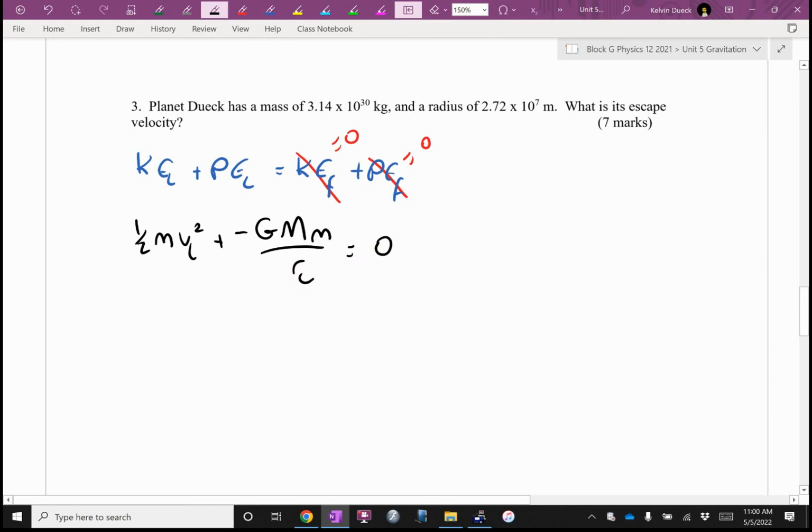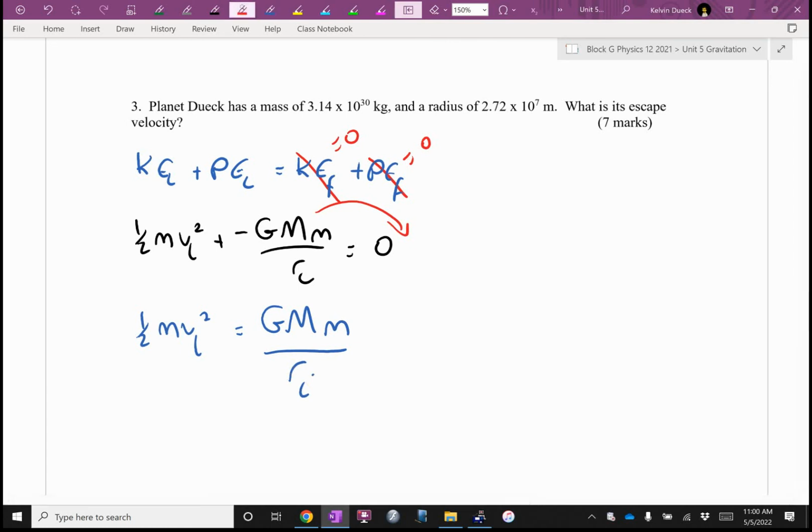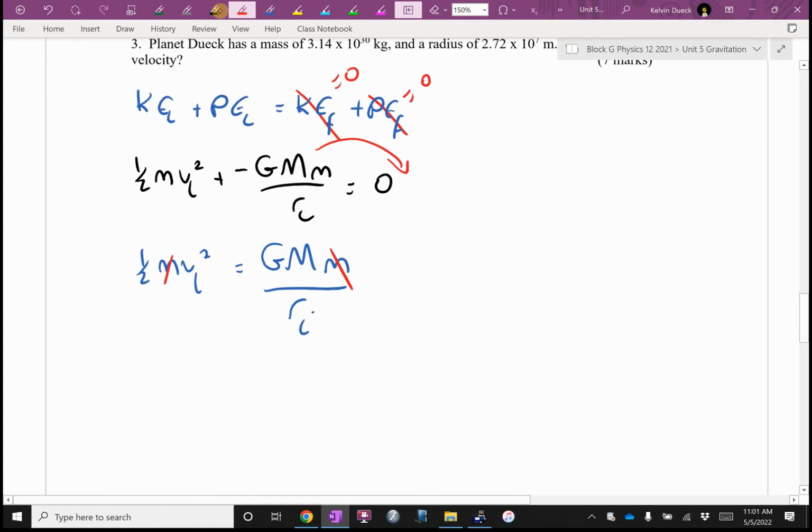But actually, that works well because now I can just move this over to this side. I'll get a half little m v initial squared equals positive big G big M little m over R initial. Conveniently, it doesn't matter how big the satellite is. That's good because I didn't give you the mass of the satellite. I just said what's the escape velocity from the planet's surface. And I've seen this before. Escape speed is going to be 2 big G big M over R.